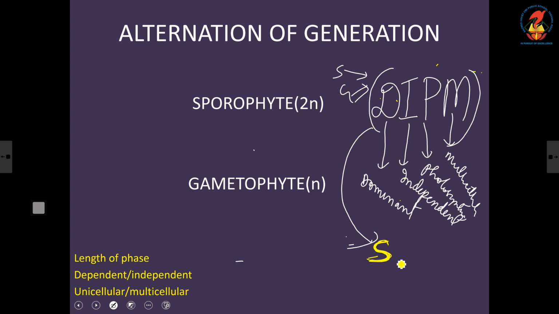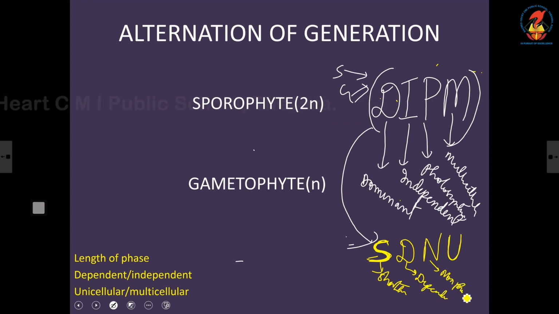Then independent, we know, the opposite is dependent. Photosynthetic, opposite, non-photosynthetic. Multicellular, unicellular. So we get the correct opposite of this. Once again I am giving the full form: short-lived for S, dependent for D, non-photosynthetic, unicellular.